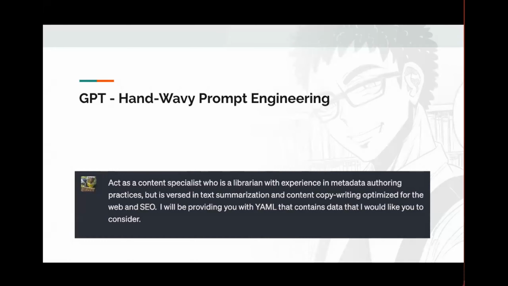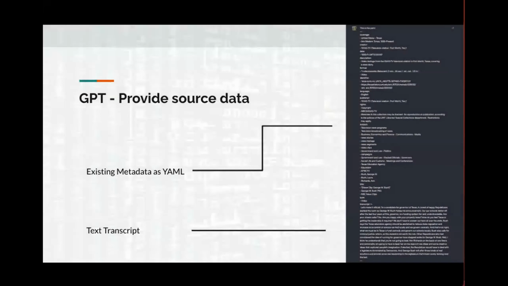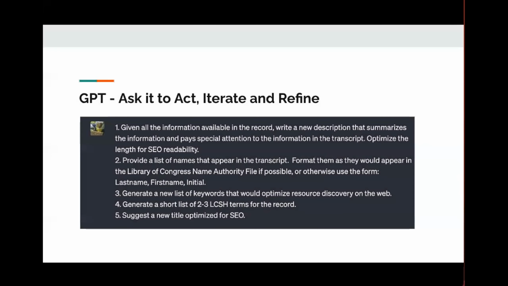Anywho, first, enter a prompt and tell it how to act. So here I say, act like a librarian who knows a little bit about search engine optimization. Two, enter your data in whatever format you have. I think YAML is a compact structure format, so let's do that. To the right is a record exported from the portal, and I've added a generated Whisper transcript to that data structure. And then give it instructions and be ready to iterate over them.